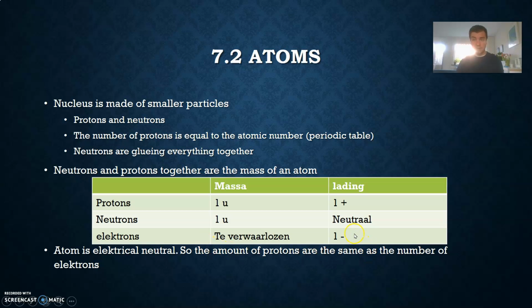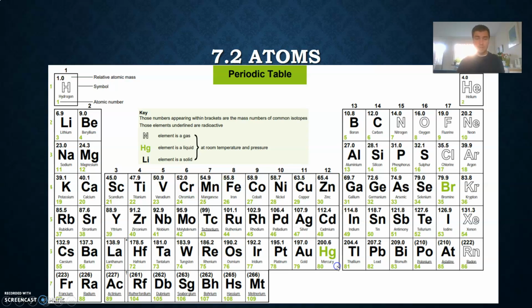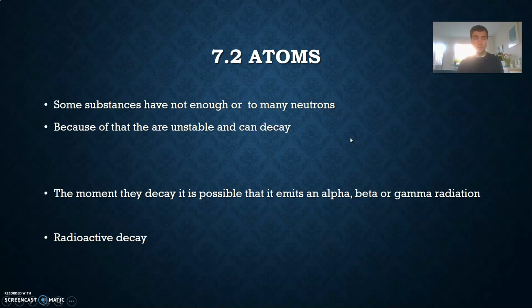So for physics, it's quite important that an atom is always electrically neutral, and that means that the amount of protons is always the same as the amount of electrons. So let's see the periodic table. Carbon has 6 protons because its atomic number is 6, and that should mean it always has six electrons because it should be electrically neutral.